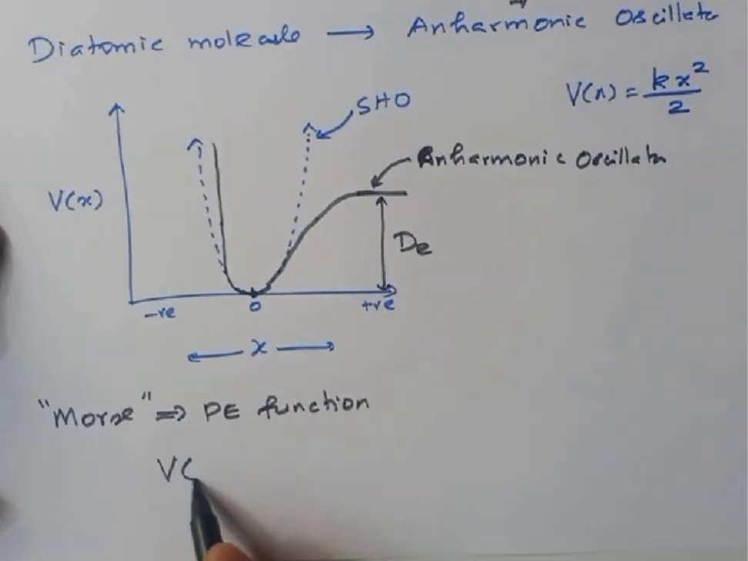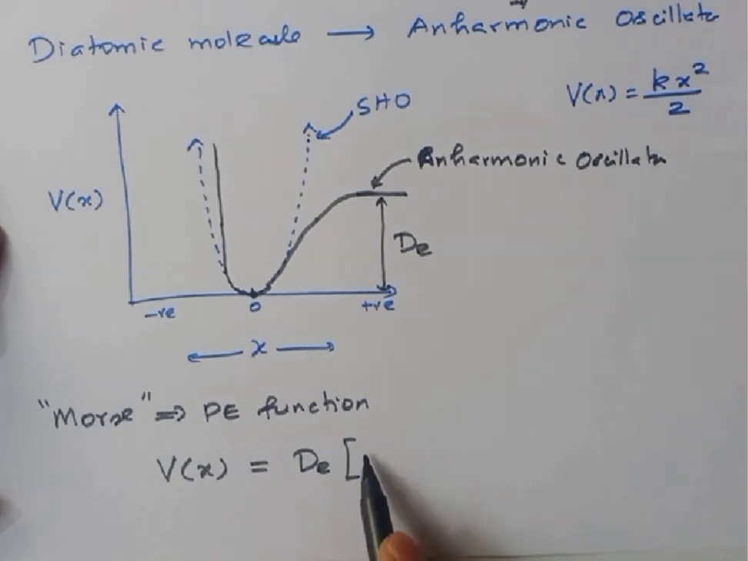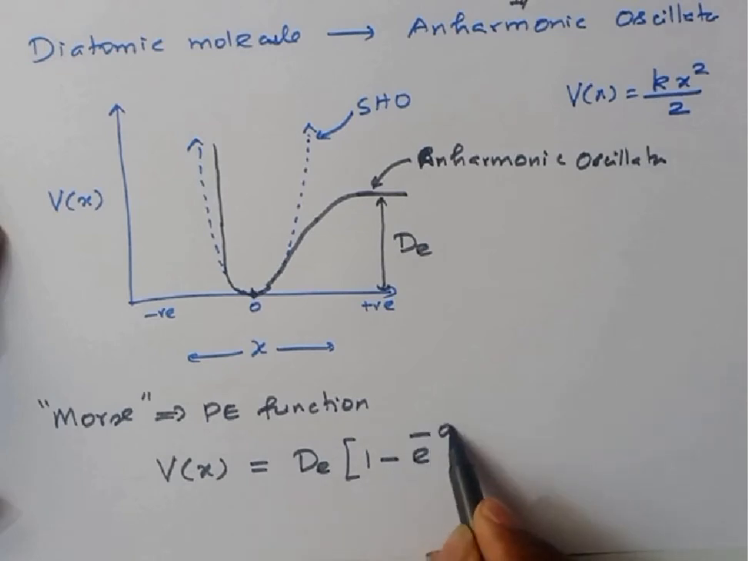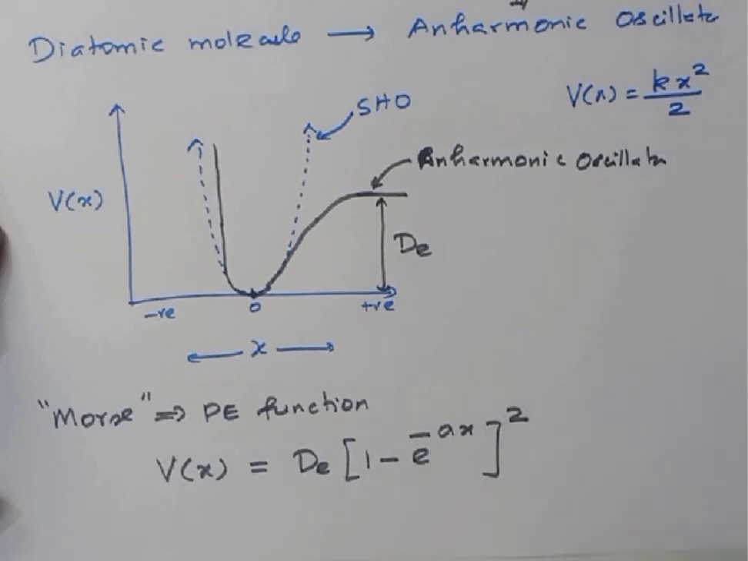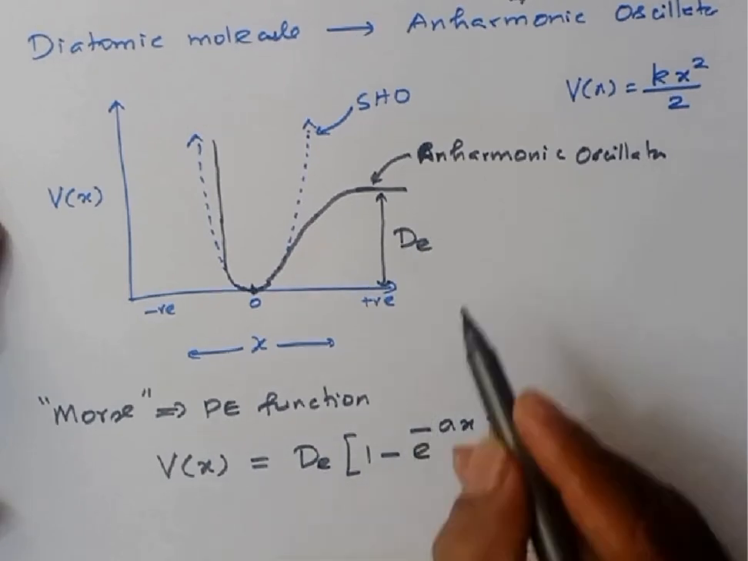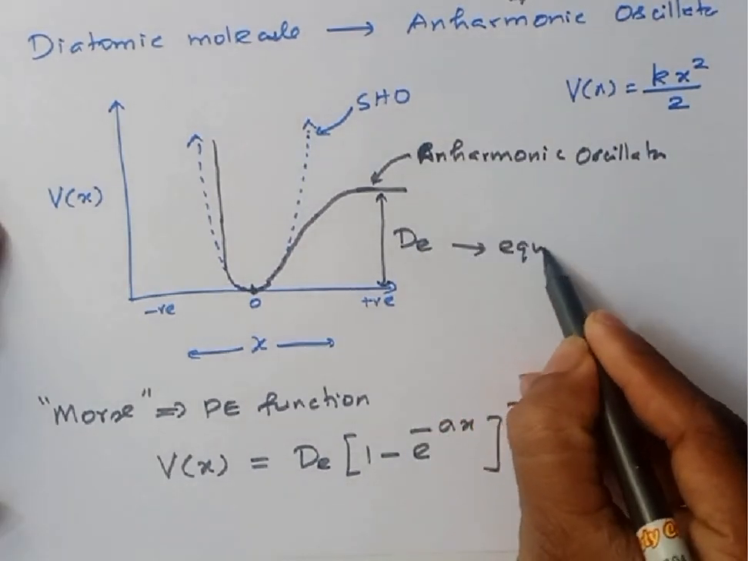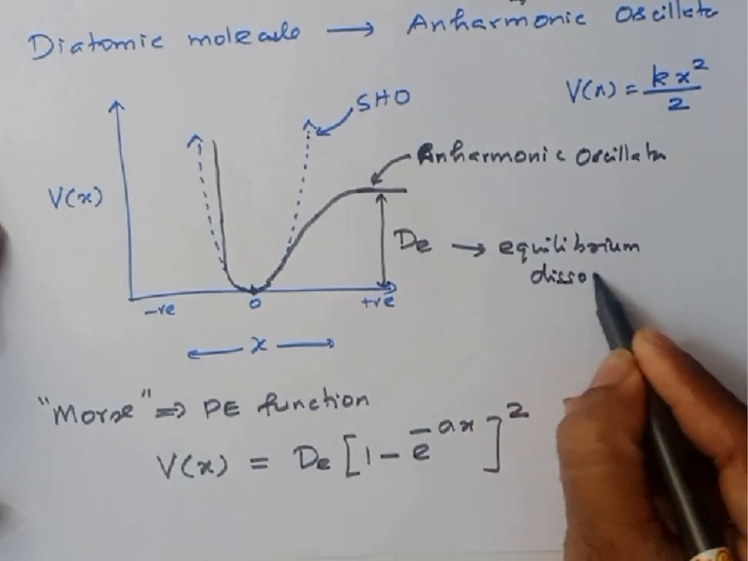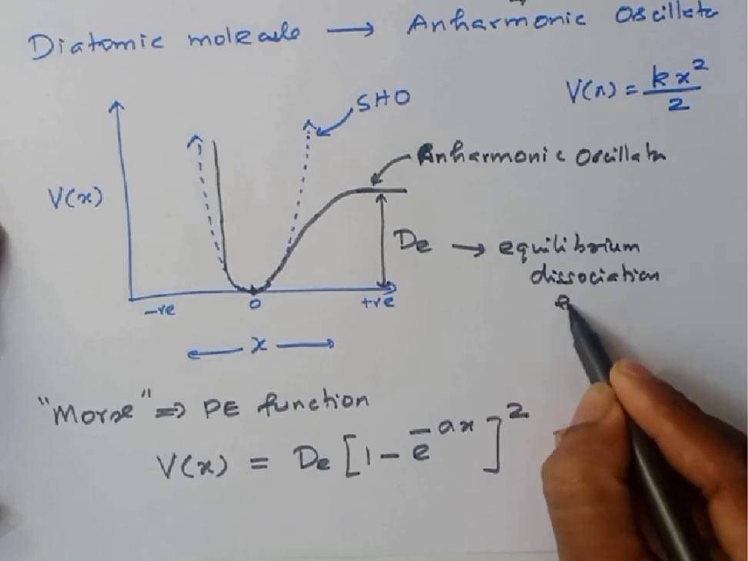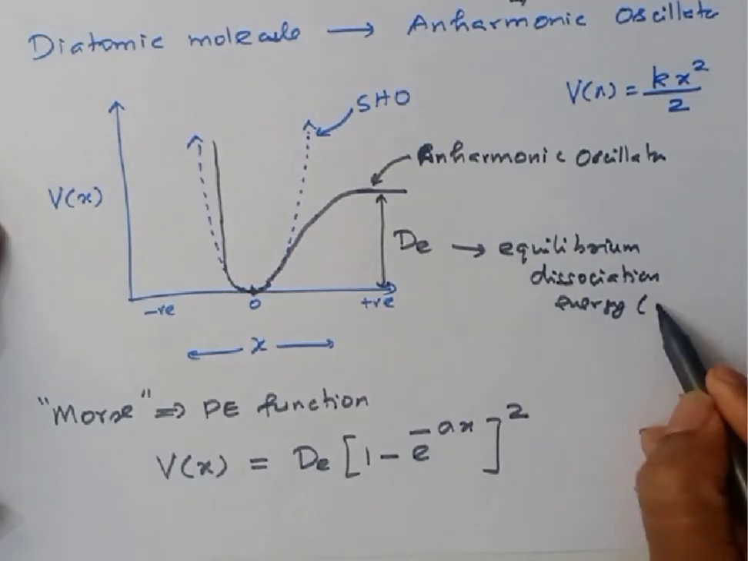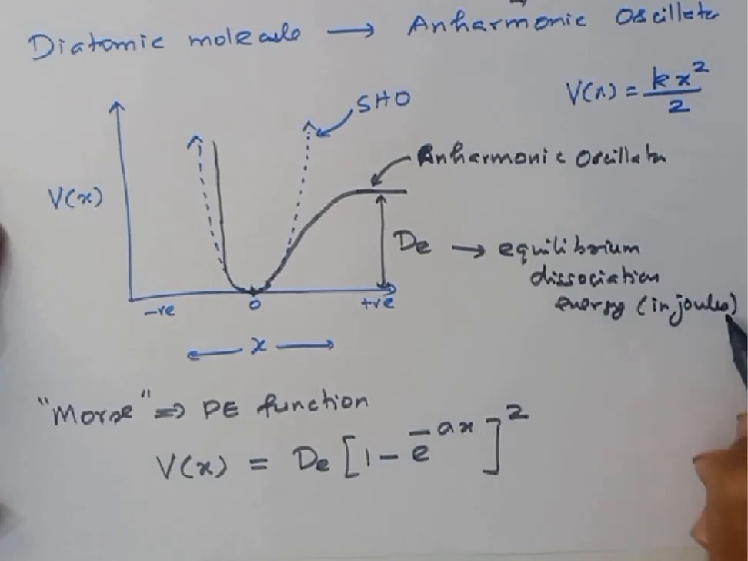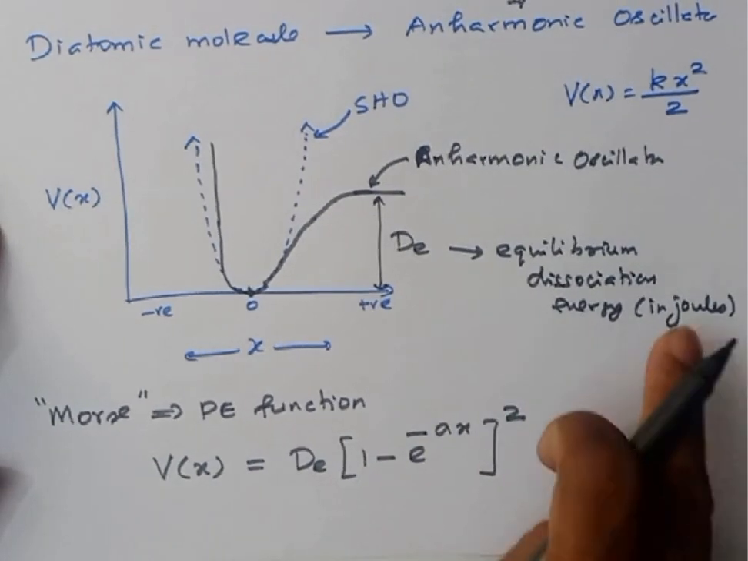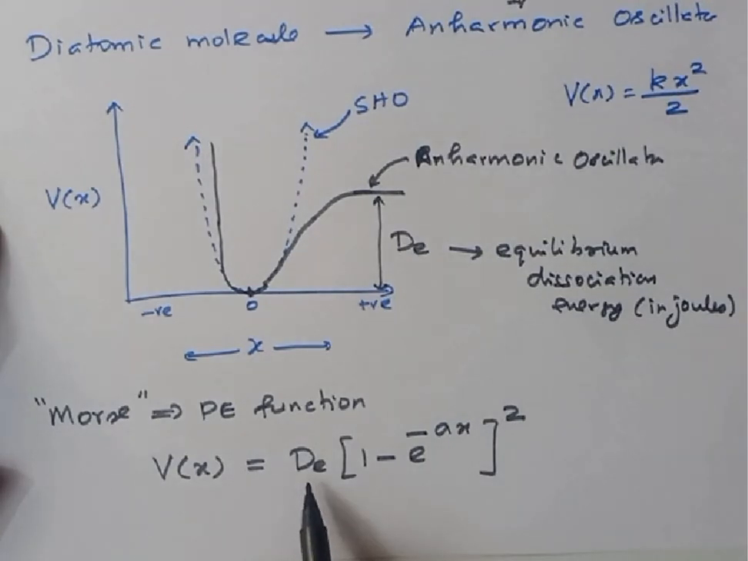What is the equation? Potential energy V of x equals the equilibrium dissociation energy of the molecule, D_e, times (1 minus e to the power minus a x) whole square. Here D_e is the equilibrium dissociation energy of the molecule, in joules.